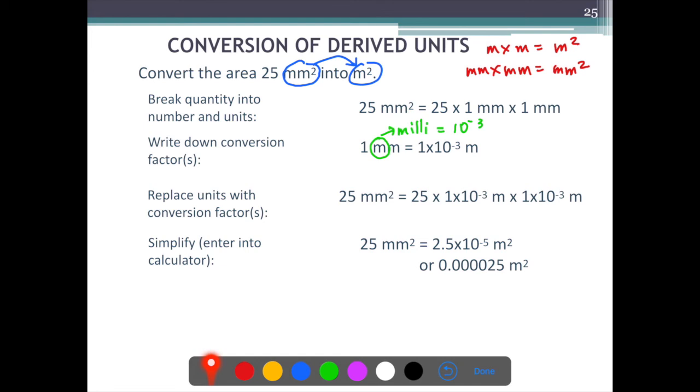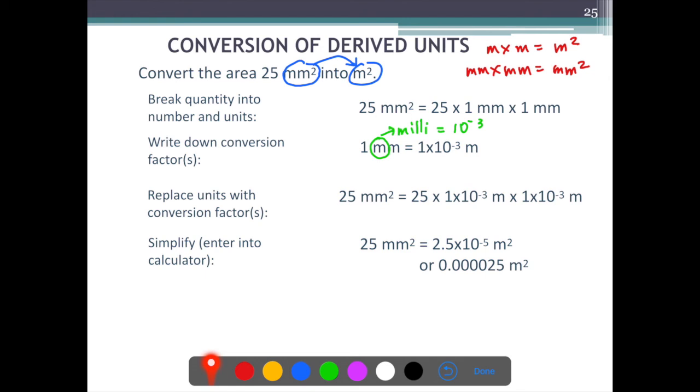So the important takeaway idea here is that if you're converting something that's squared, like millimeters squared, you need to convert millimeters 2 times, because millimeters squared essentially is millimeters times millimeters. So you have to convert this millimeter and then that millimeter, and that's why you have to do the conversion 2 times. You have here the 2 conversions from millimeters to meters.